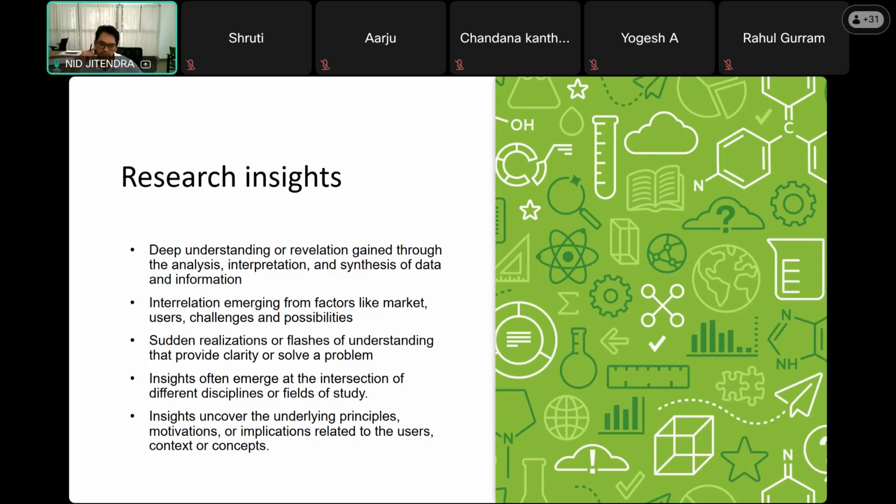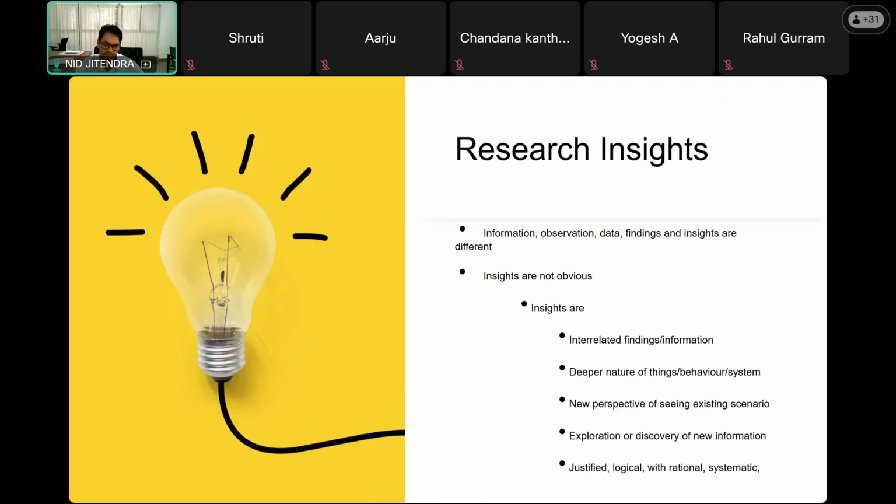Insights uncover the underlying principles, motivations, and implications related to the users. Many times, as you keep working with a given situation and keep struggling to find new information in the data, insights emerge and get uncovered in the process of doing so.